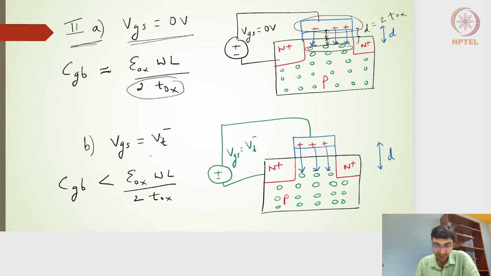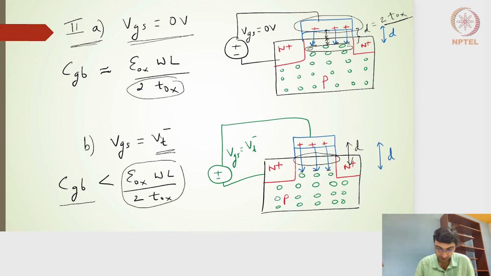The second condition is when VGS is very close to VT. I've written VT minus, so that means if the VT is 0.3 volts, and it is let's say 0.2 or 0.25 volts, then what is likely to happen? When it is closer to the VT, it is a depletion region. It is still not an inversion region. It is still a depletion region. So the distance will increase further, right? It is more than the 2T oxide which we had seen when VGS is equal to 0 volts. So my CGB value will be lesser than half of C naught, which is nothing but epsilon oxide WL by 2T oxide.